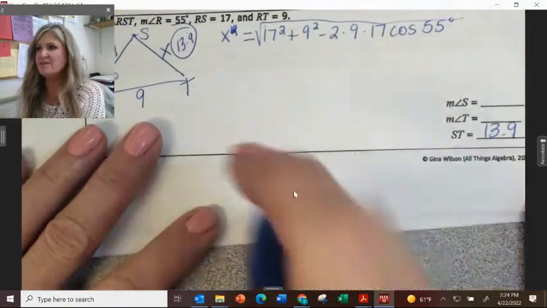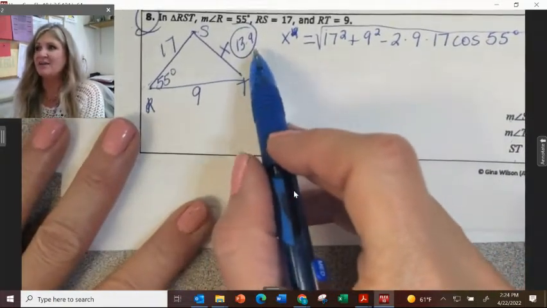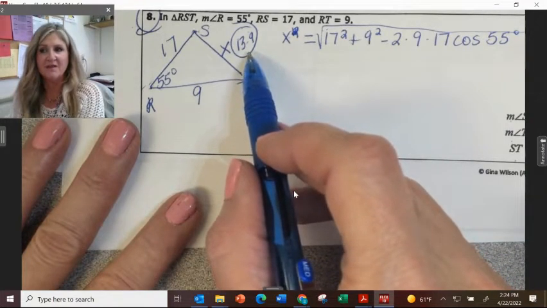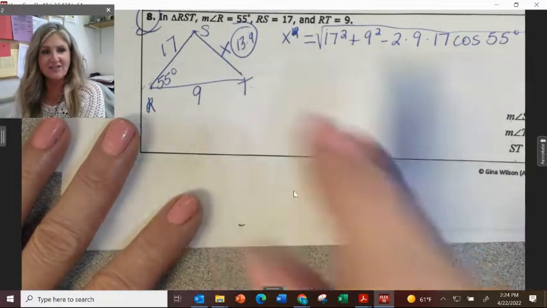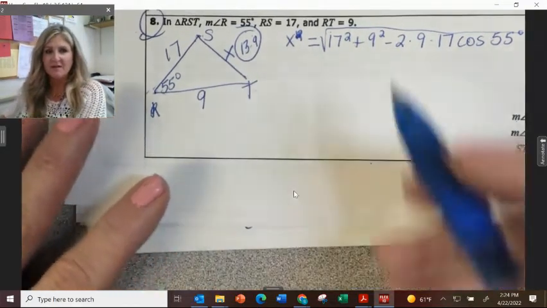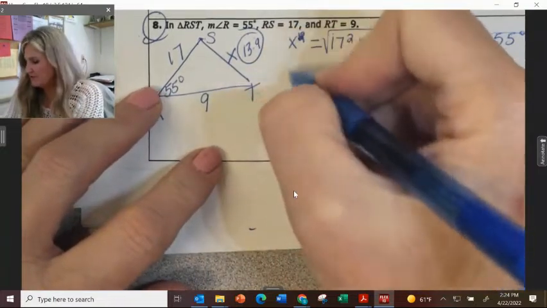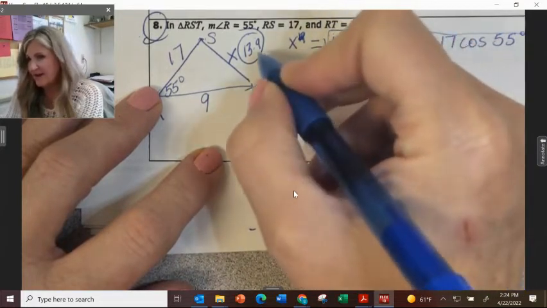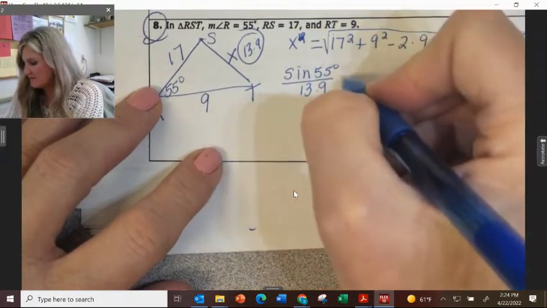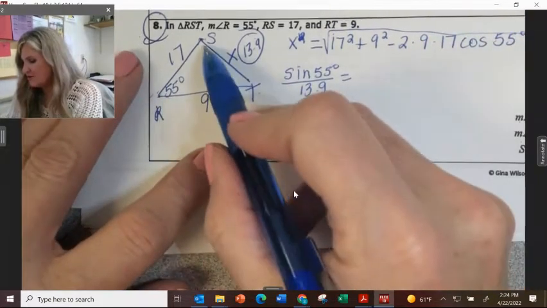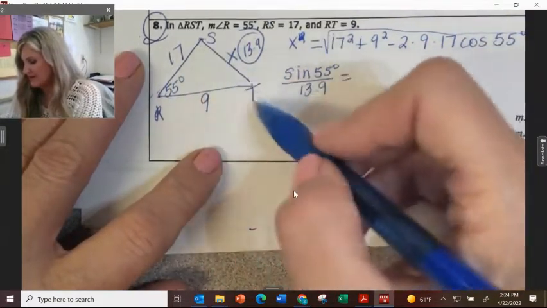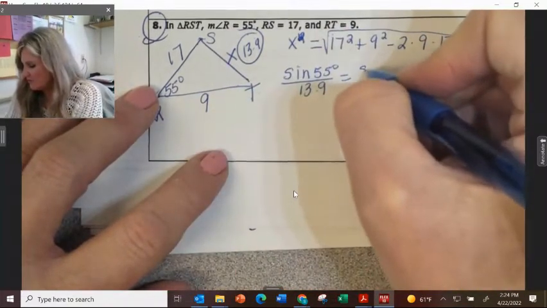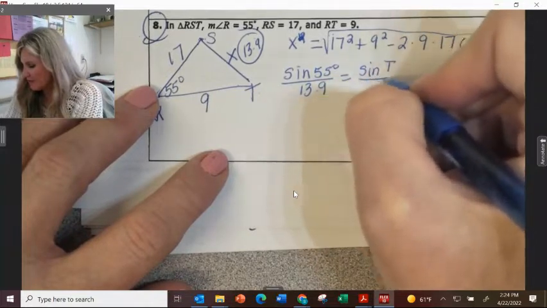Now, here's the thing with that. I cannot use this rounded version when I go to figure out the rest of this problem. It's actually going to end up not even working. So if I go to set this up, I would do the sine of 55 over, and if I use this 13.9, equals, and then I can use either one of these. What do you guys want to find, S or T? We'll do, I don't know, let's do T. We'll do sine T over 17.